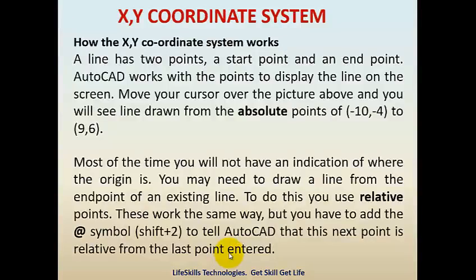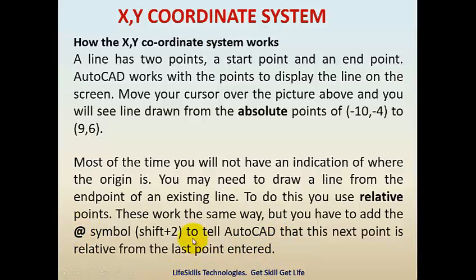So that is that. Now what we are saying here is, when you know the exact point which you want to use to draw your object, we call it an absolute point. But most of the time you will not know where the origin is. Like the one I've just drawn, the origin is somehow hidden, not in the view of your screen. So that makes it difficult to locate the point as you are drawing it. You will need to draw a line from the end point of an existing line. So when you are doing that, you are going to use relative points. So when you are using relative points, you are going to use the @ symbol to tell AutoCAD where the next point is.